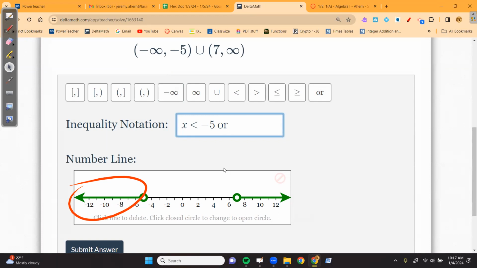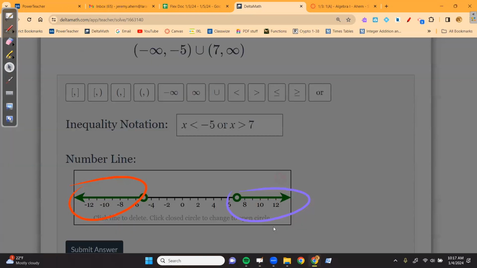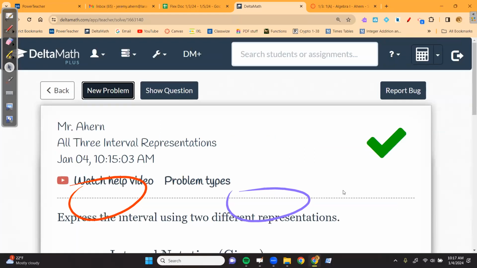And then describe to me the one that I'm circling in purple. How would you say that one? X is greater than. This is what you're practicing today. You're hopping around between graphing notation, interval notation, inequality notation.